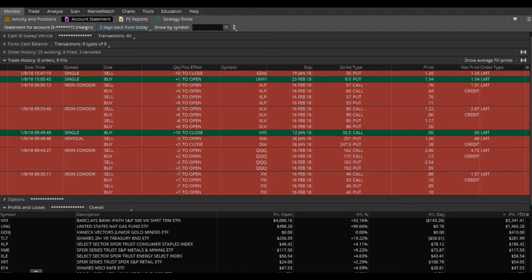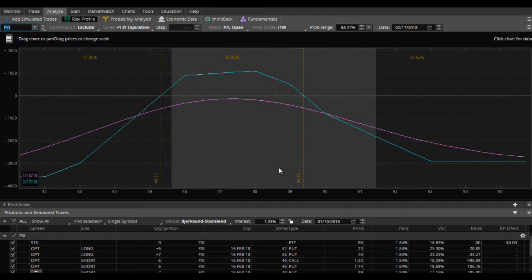Otherwise, let's get right into our adjustments in FXI, the Qs, DIA, and then our opening positions in XLV and XLP. Let's go. And here we are in our new position in FXI.